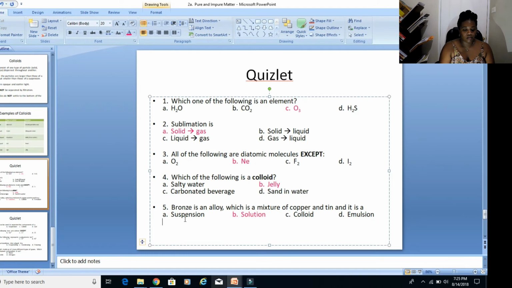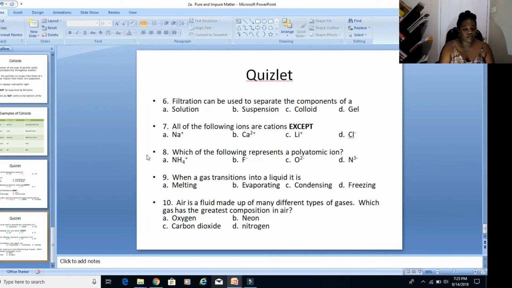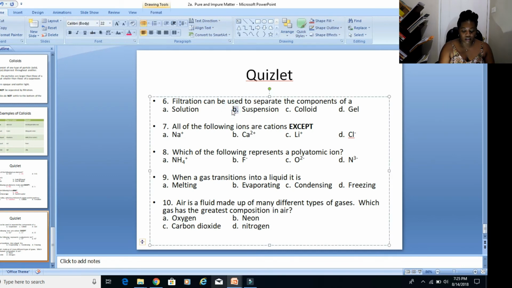I'm moving on to number 6. Filtration can be used to separate the components of a suspension. Correct. So if you have B, you are correct. Give yourself a round of applause.